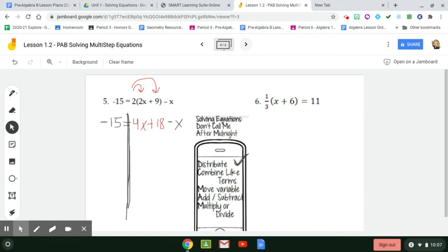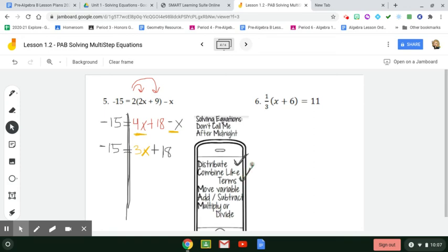Next, do I have any like terms? Do I have any variables that are exactly the same that I could put together? You bet. I have a 4x here, and I have a minus 1x right here. So 4x minus 1x is going to give me 3x. And then I'm going to rewrite everything else. So 3x plus 18 equals negative 15. Okay, so I did this step.